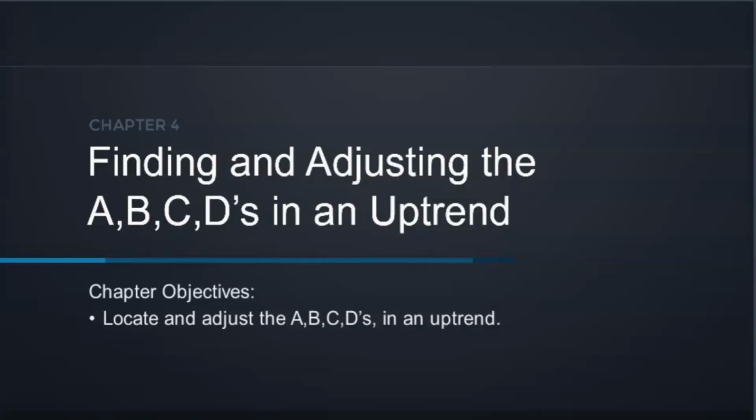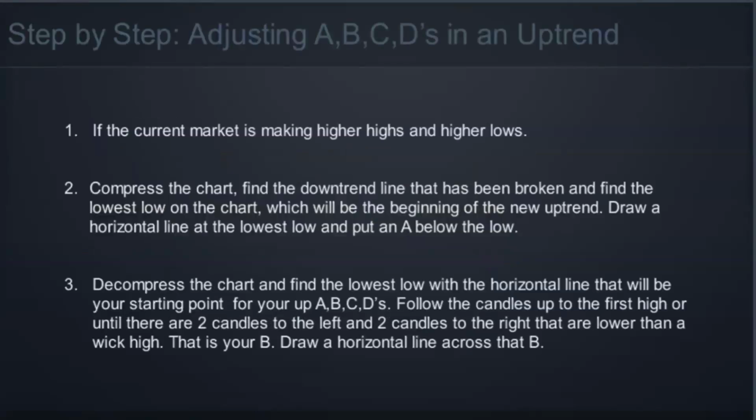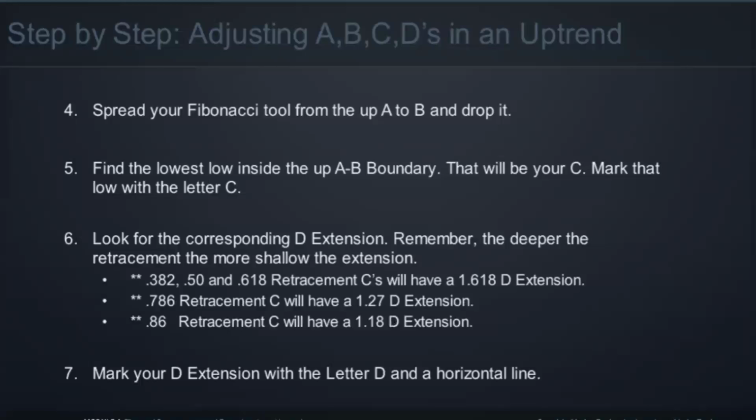You locate and adjust the ABCDs in an uptrend. Like we say, if the current market is making higher highs and higher lows, compress the chart, find the downtrend line that is broken, and then locate your A. Then draw a horizontal line at the lowest low, and put it above the A. Then decompress the chart and find the lowest low with the horizontal line. That will be your starting point for your up ABCDs. Then follow the candles up to the first high where there are two candles to the left and two candles to the right that are lower than the center weak high, and that is your B. Then you draw a horizontal line there. So that gives you your AB boundary.